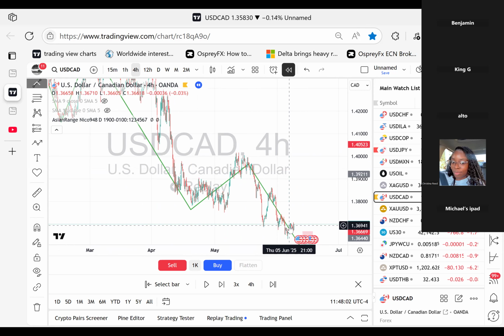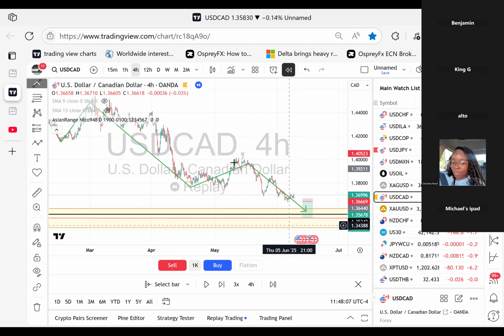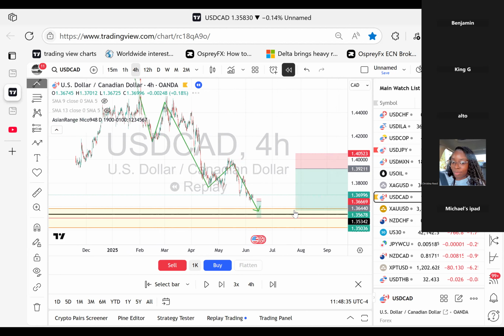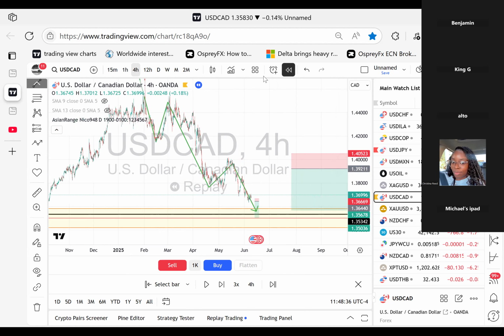Okay. So that area is where the rejection kept happening, where the imbalance is. So you see how the market came down to this area, pulled back, filled this imbalance, pushed down, broke this structure on this 4-hour time frame where we broke structure right here. We left an imbalance. The market came right back to that same area, right? And wicked out to go further down.